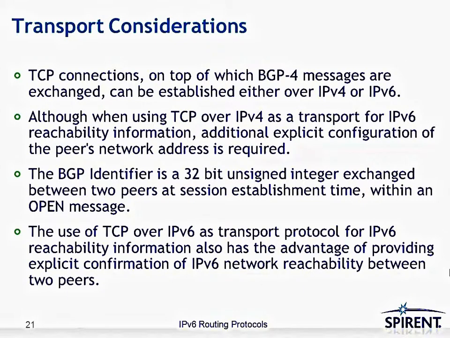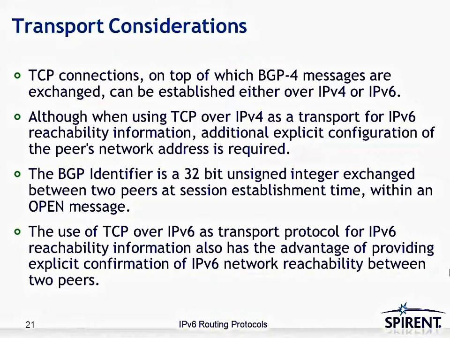And a few transport considerations. As we discussed when we were talking about the IPv6 header structure, there were some modifications that needed to be made to the upper layer protocols. In the case of BGP, only using TCP, so we only consider that. TCP connections on top of which BGP messages are exchanged can be established either over IP version 4 or IP version 6. But when using TCP over IP version 4 as a transport for IP version 6 reachability information, additional explicit configuration of the peer's network address is required.